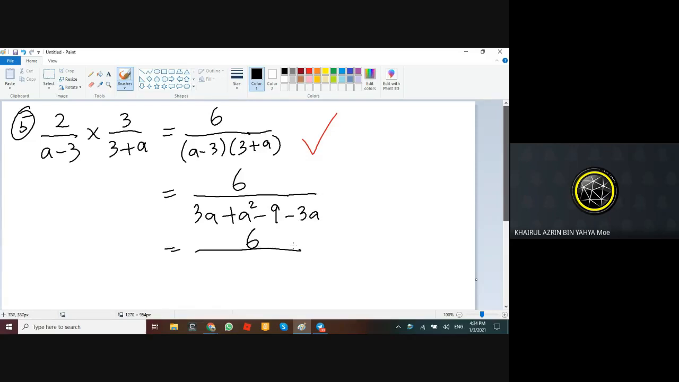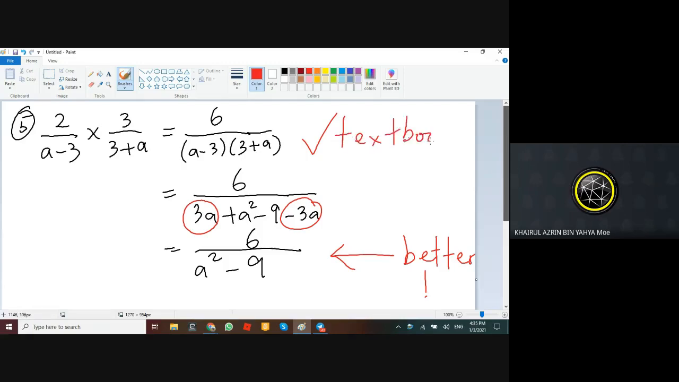And then we simplify, become A square, 3A minus 3A is 0, so A square minus 9. So become 6 over A square minus 9. Okay. If you ask me which one is better, for me, this is better. However, the textbook answer stops until here.